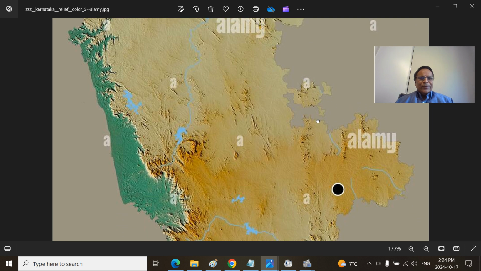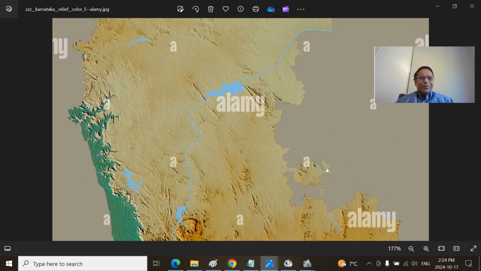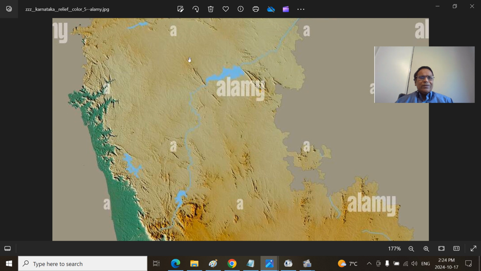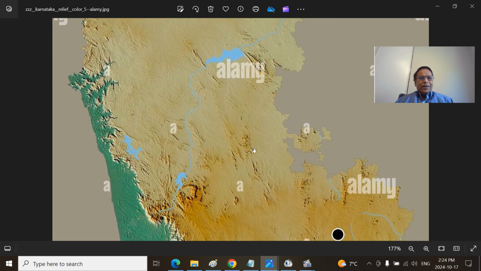So we have to remember certain landmarks. This is the Pampa river, that is the Tungabhadra river. This is the Hospet dam here. This is the Sandur hills, the Koppal hills. Gadag will be somewhere there. And this is the Bhadra reservoir. This is the Sharavati reservoir. Jog Falls will be somewhere here. Honnavar town will be there.